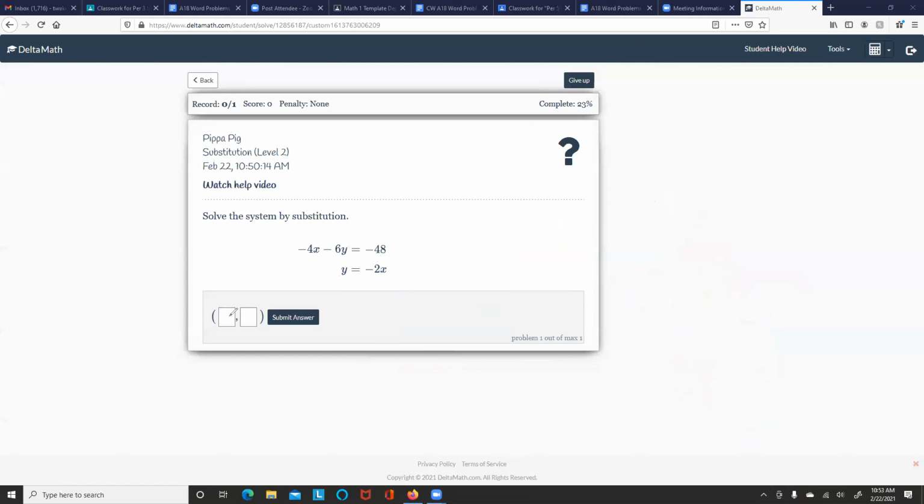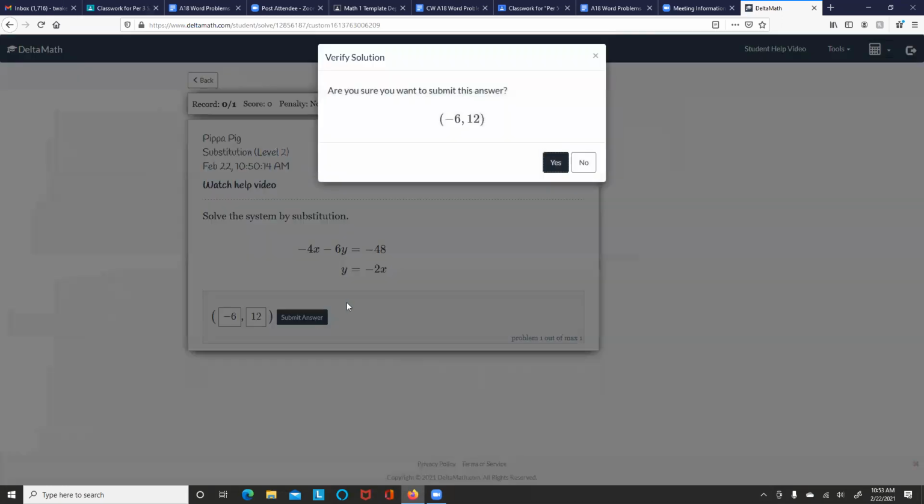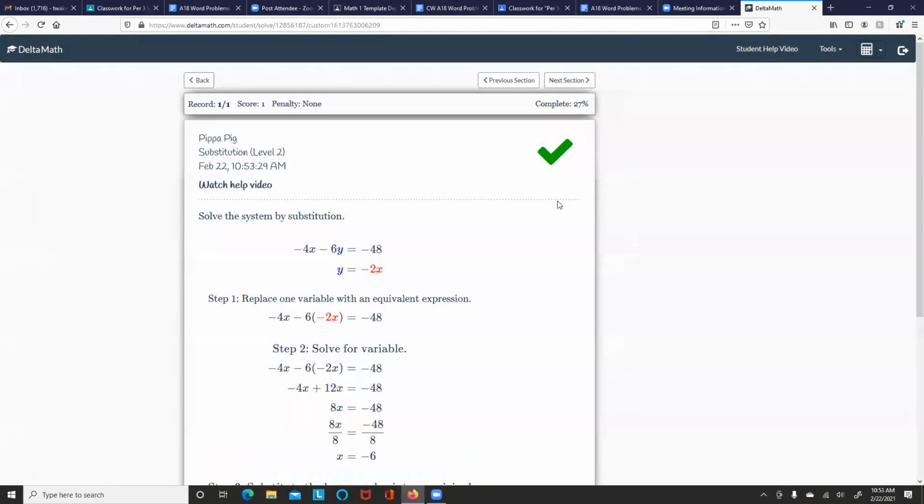Oops, I just erased it. I didn't mean to do that. What was the answer? Was it 12, negative 6? Negative 6, 12. Thank you. Negative 6, 12. Okay, and then let's submit our answer. Yes. Okay, thank you. That is correct.